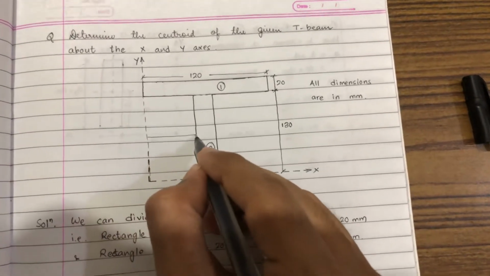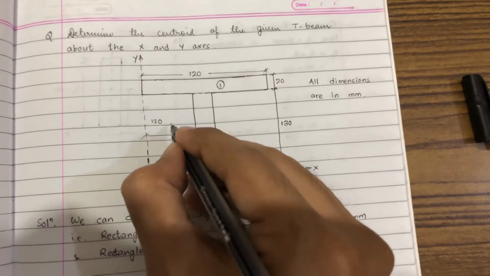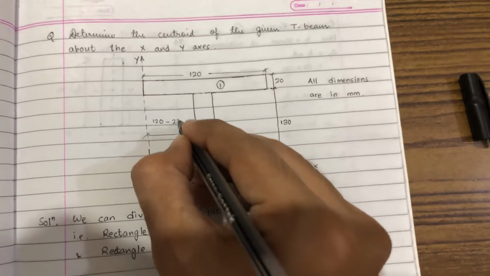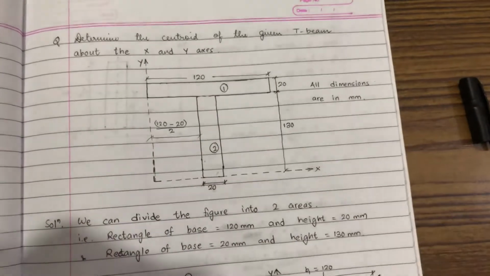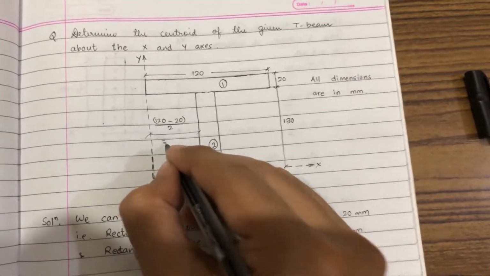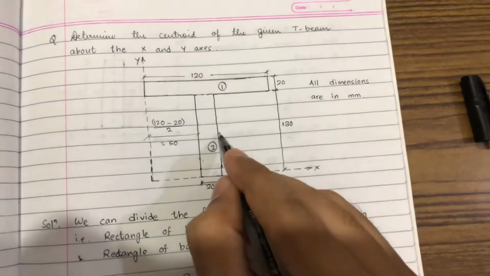This distance will be equal to how much? 120 minus 20 divided by 2. That will come out to 50 mm. And this will be the same 50 mm.